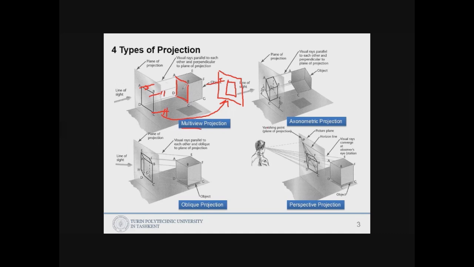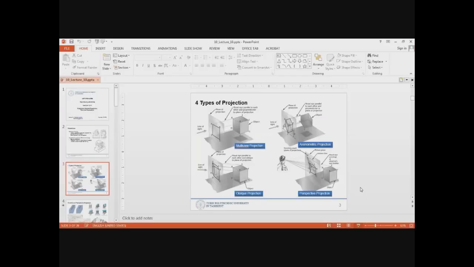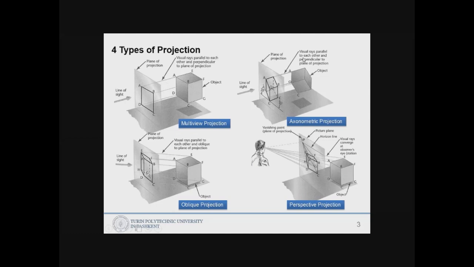We are looking at the front side and drawing as is, and we are looking from the top side at what we see. The looking angle is 90 degrees every time, so that's why we see only sides, and we will have many views. That's why it's called multi-view projection. In axonometric projection we are looking in that way. The rays are still parallel.